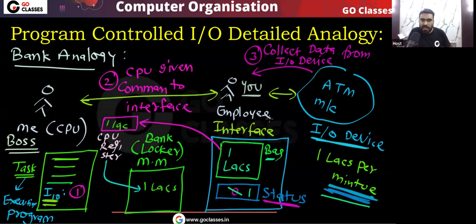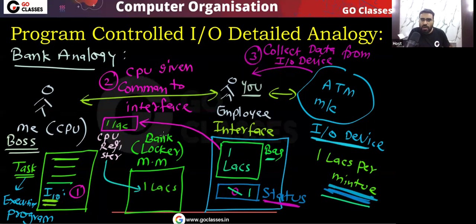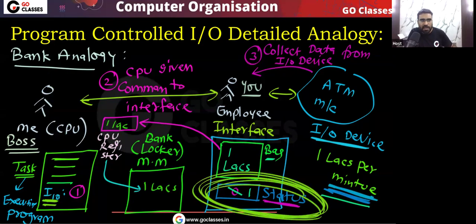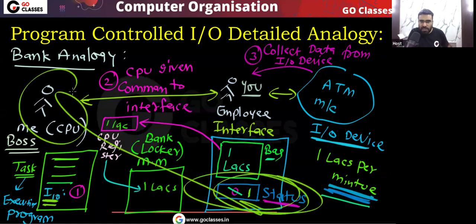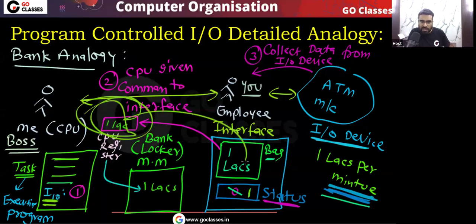Once the data is ready, remember, the employee will not tell the CPU. No, the employee will not tell the CPU. What will happen? The CPU will check the status bit. The CPU is continuously checking the status bit. So what will this interface, this employee, do? It will make this bit 1. Now this bit 1 simply means that data is ready. The CPU is continuously checking, and when it sees that this bit is 1, it means data is ready. Now the CPU will take this data to the CPU register, and from there it will go to the main memory. So this is the complete programmed IO analogy.